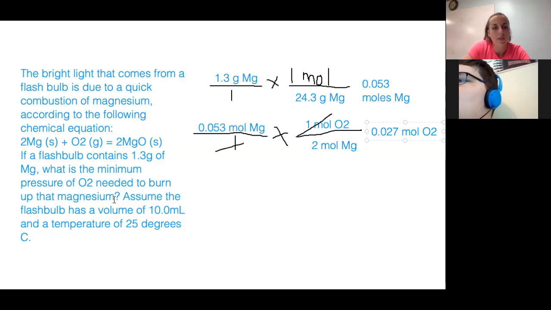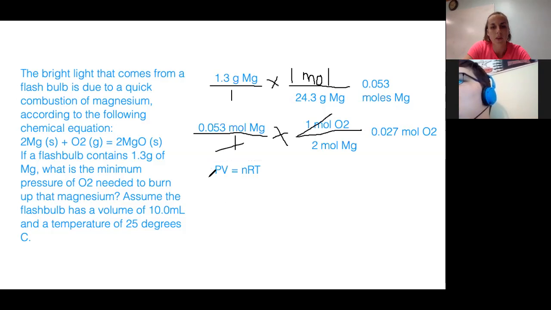Okay, so I have moles of O2. Now I have volume and temperature of O2. They're asking me for pressure. So if I look at that page that has all the equations, I'll notice that the ideal gas law is going to be the equation I'm going to want to use. Let me type PV equals nRT to plug it in and solve for the pressure.